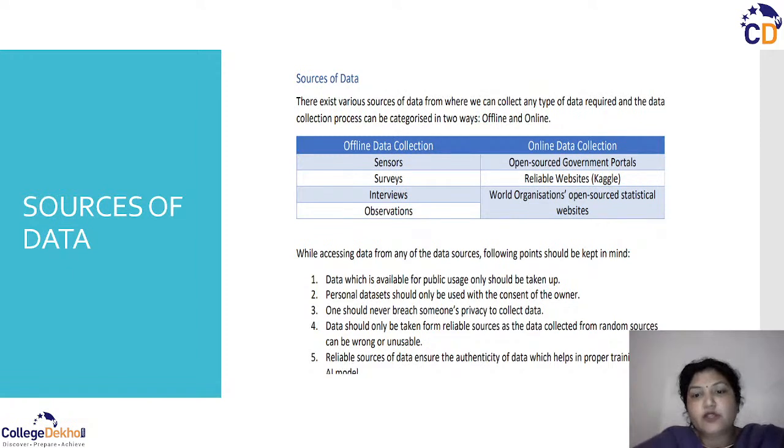Data should only be taken from reliable sources, as data collected from random sources can be wrong and unusual. Yes, very, very important. When I'm talking about online data collection, whether it is an open source government portal or data from Kaggle, GitHub libraries, or the UCI machine learning repository, they are very, very reliable websites. Why?